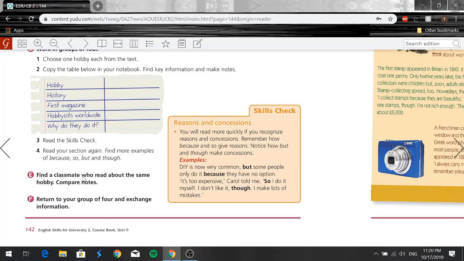And basically the rest of these are you comparing notes with your friends. So if you're in class, compare the notes and see what each of you wrote, if you wrote the same hobby. Okay? And yeah, that's about it. Now let's move on to writing and grammar, you guys.